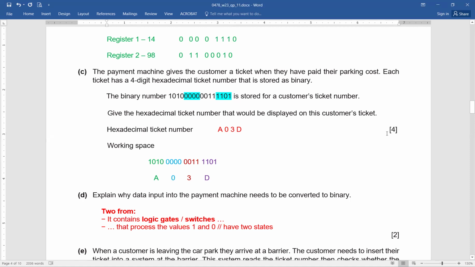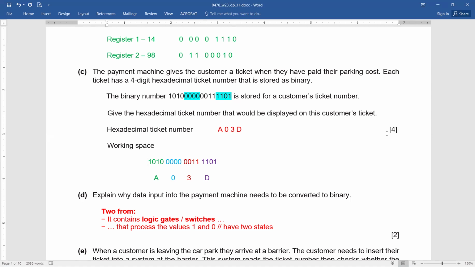Part D, any questions before we proceed to this next part? Okay. Explain why data input into the payment machine needs to be converted to binary. Why is it so? You know it very well. It contains logic gates or switches that are only able to process the values 1 and 0 only, because they have only 2 states, a 1 or a 0.